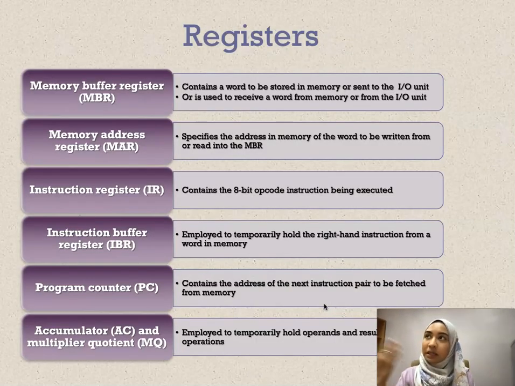Okay, maybe in later lectures, yes, but what is important to know now is the existence of registers in the ALU and also in the program control unit.